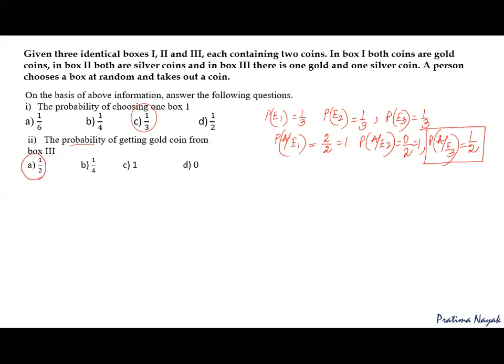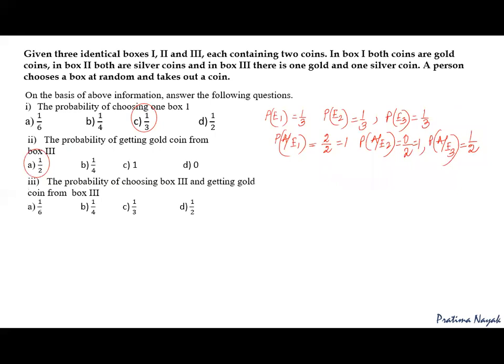Because in the third box there are 1 gold and 1 silver. So the probability of 1 gold is equal to 1 by 2. Next, coming to the third part, the probability of choosing box 3 and getting a gold coin from box 3. What does it mean? It means the first event is getting box 3, and the second one is the probability of gold from box 3.